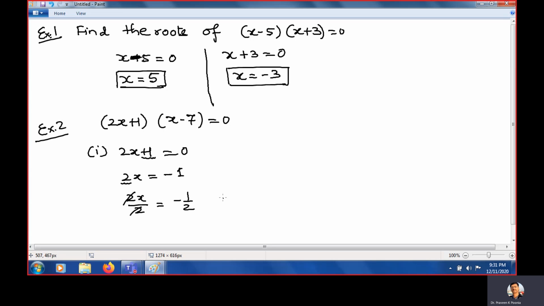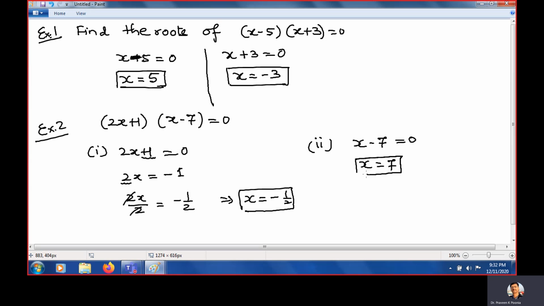2 cancelled by 2. So what are we getting? x equals minus 1 upon 2. This is the first solution. You can say first root or you can say first zero of the quadratic equation. What is the second? It is x minus 7 equal to 0, and this is x is equal to 7. Simple. So there are two roots, you can say.